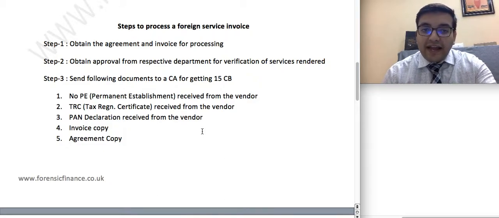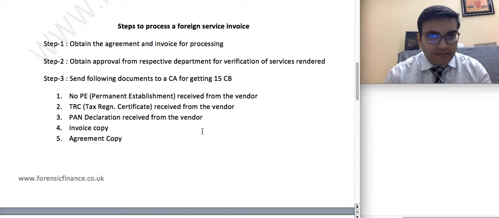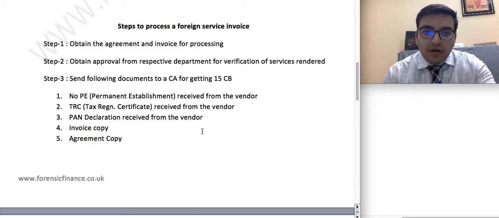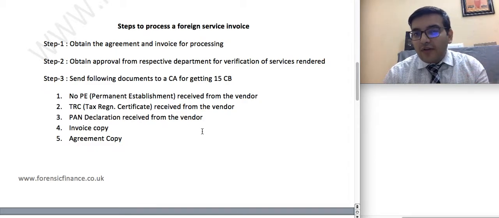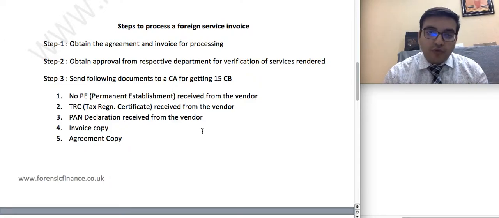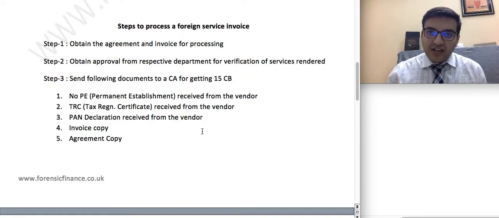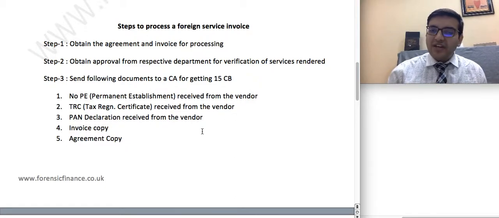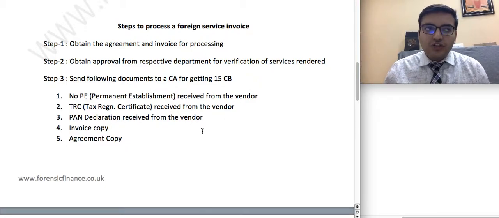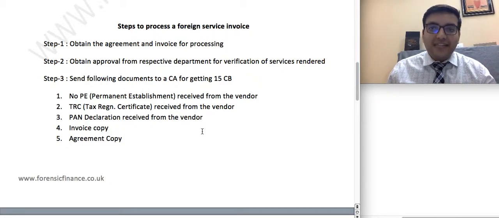Number one, the agreement and the invoice for processing, they will give you. Number two, the invoice and agreement must be approved by the respective department. Suppose we are talking about digital marketing expense online, and we are paying in US dollars to the company, so that digital marketing expense must be authorized by a sales head, that yes, this needs to be done.